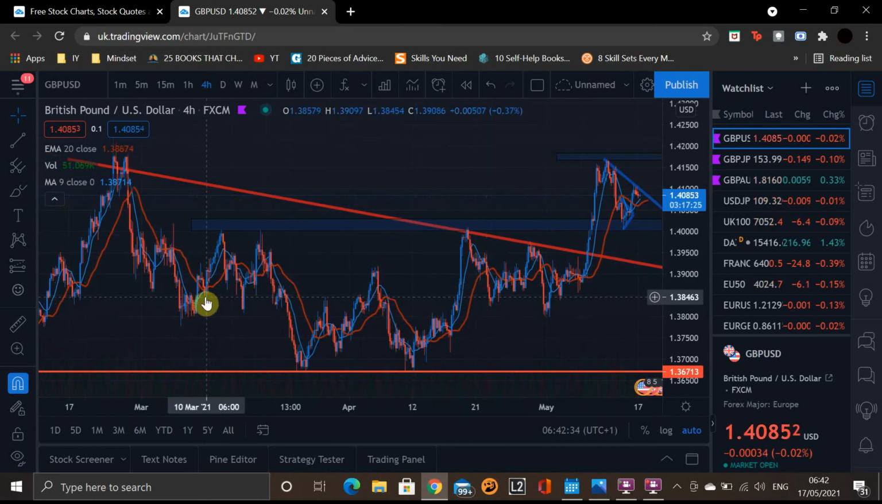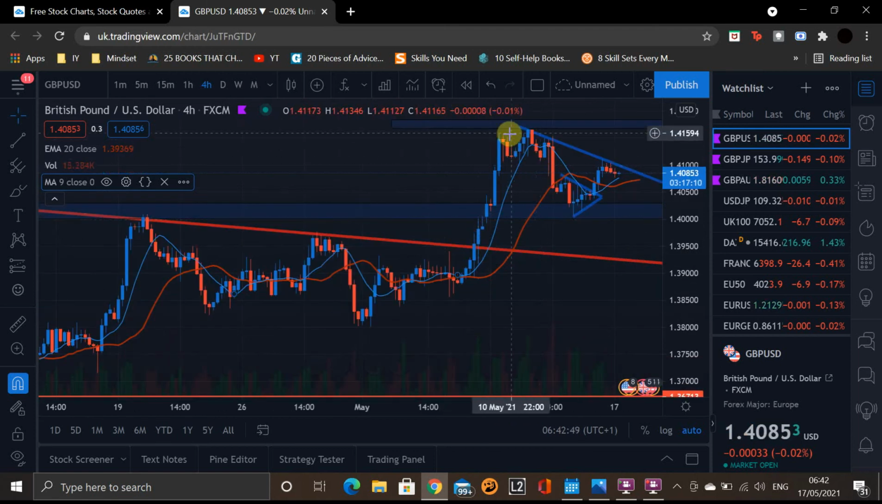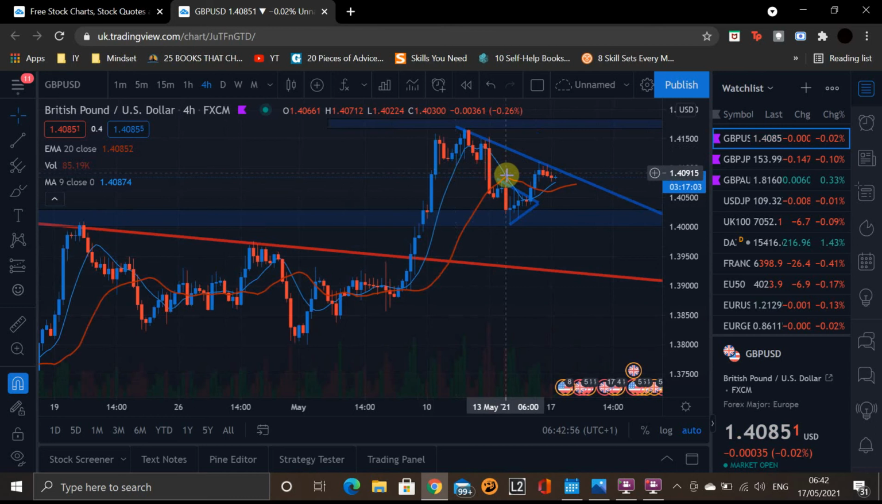So look, it hit it once, boom. Hit it twice, boom. Hit 3 times, and boom. So clearly it was respecting it. And then on the 4th touch, boom. Bullish engulfing. Goes up. Hits resistance. Comes back down. Respects the previous support, the previous resistance, which is now support. Goes up a bit more.